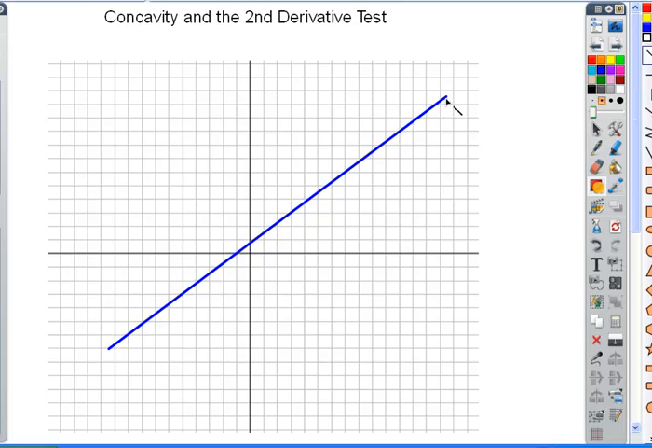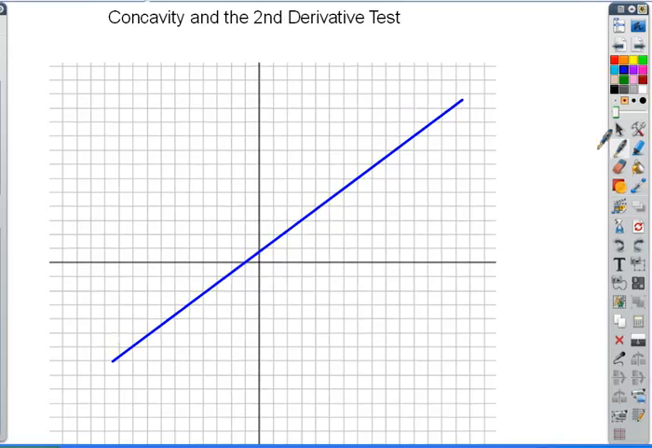Okay, so if this is my line, we know that the first derivative is slope, right? The slope of the line is the first derivative. But beyond that, think of what slope really means. Slope is just the rate of change of y. It's the rate of change of the function.